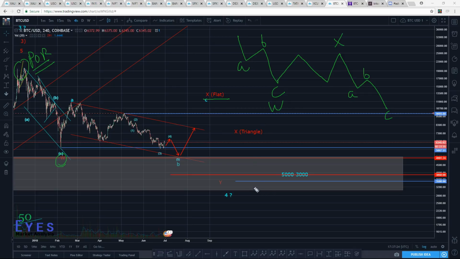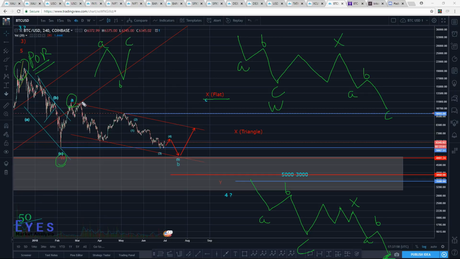The second one I'm assuming is this ABC down again, followed by a triangle which will be something like 1, 2, 3, 4 and then 5, and this will complete the X, and this should again be followed by ABC down. Now the difference comes in at this point. Now we have the X wave as a flat, and a flat is this kind of move. If I draw it again, it will be something like A, B and then C.